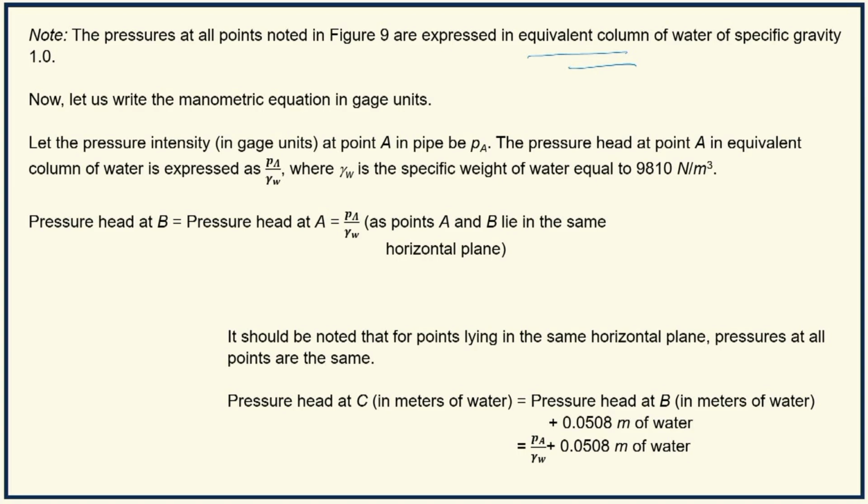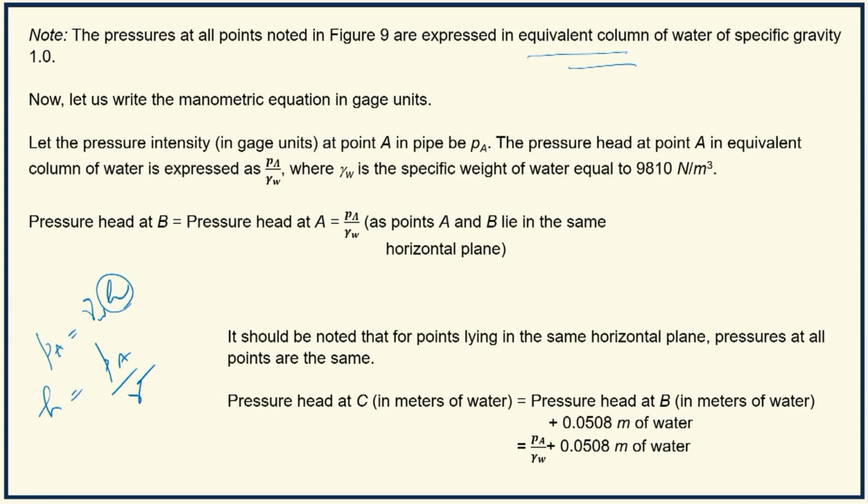Now for a change, let us express in terms of equivalent column of water. So water is flowing through the pipe. When you are expressing as water, say for example PA is equal to gamma W into H, so you are expressing in terms of the head, PA by gamma. So let us write the manometric equation in gauge units.